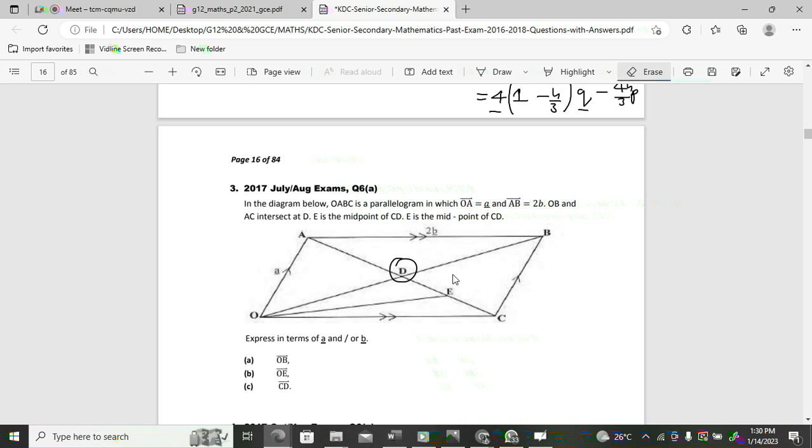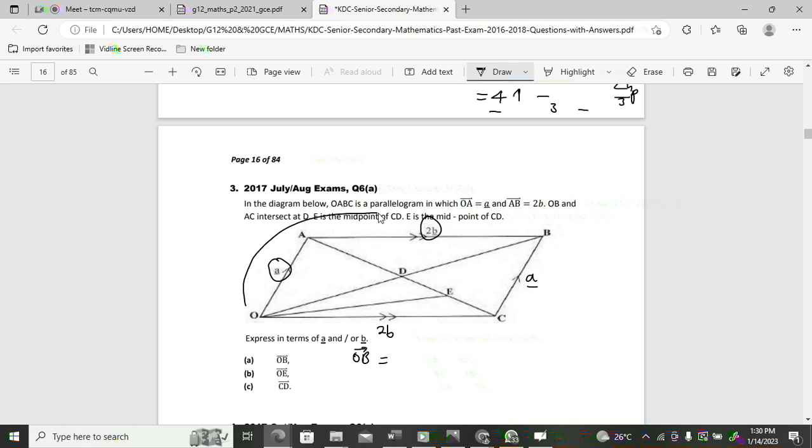Now that we know that, since they've said this is a parallelogram, you should know that if this side is A, this side is also A. If this side is 2B, this side is also 2B. Those two sides are equal. So to be able to find OB, we want to move from O to B. We can take any direction.